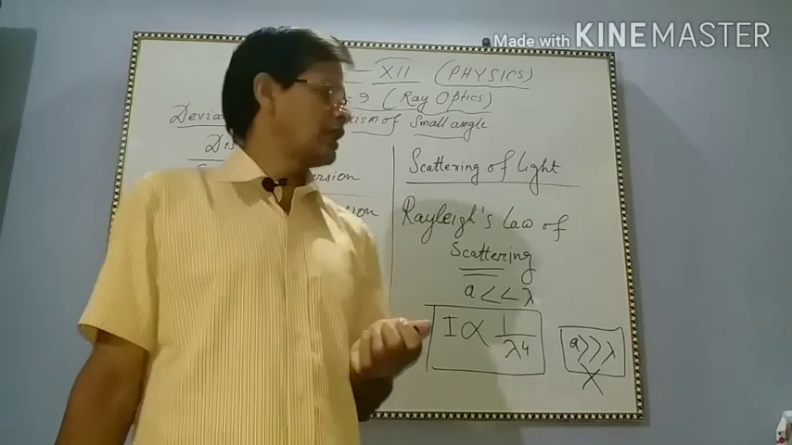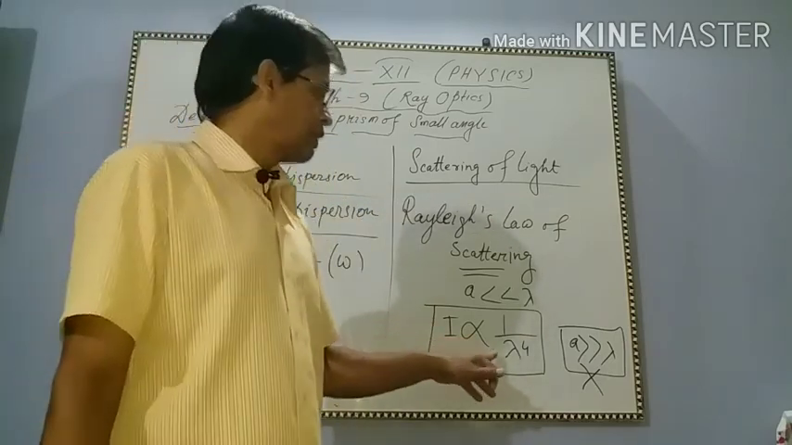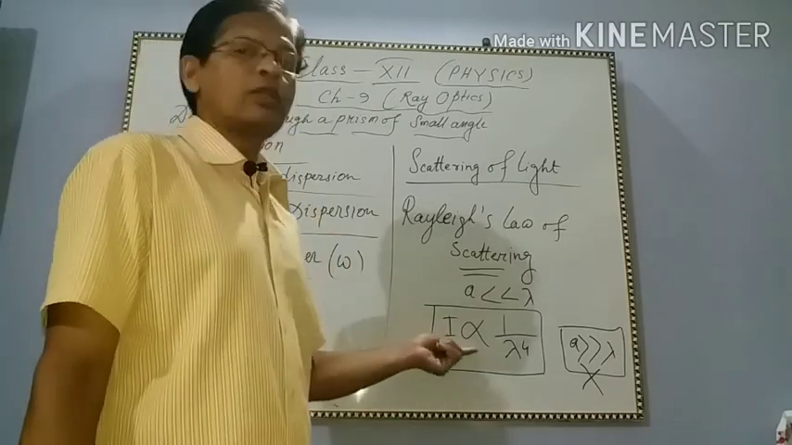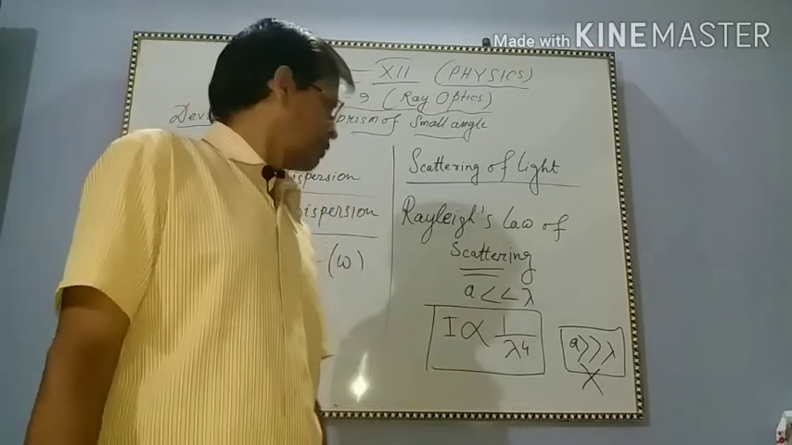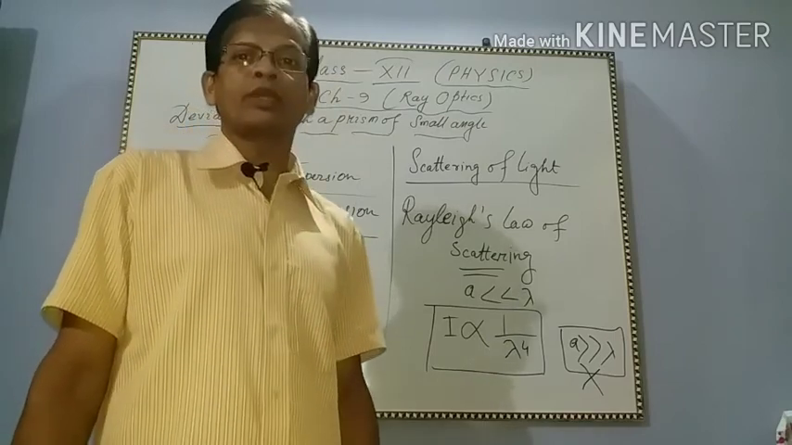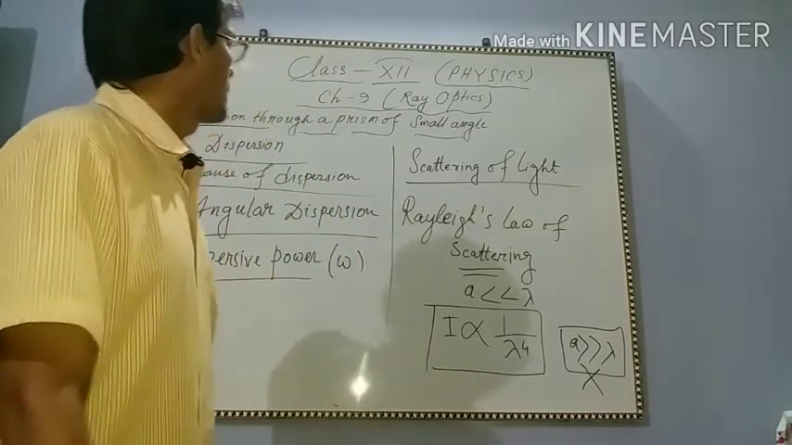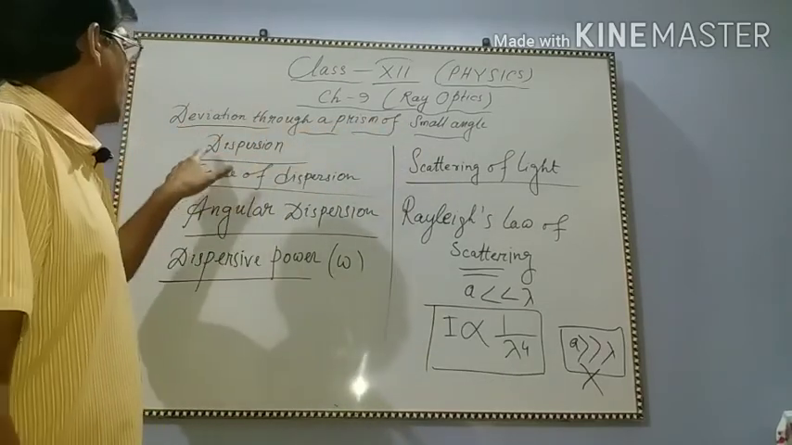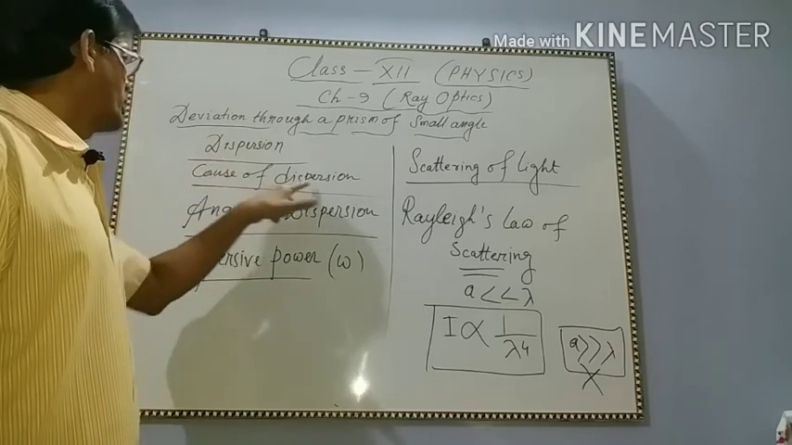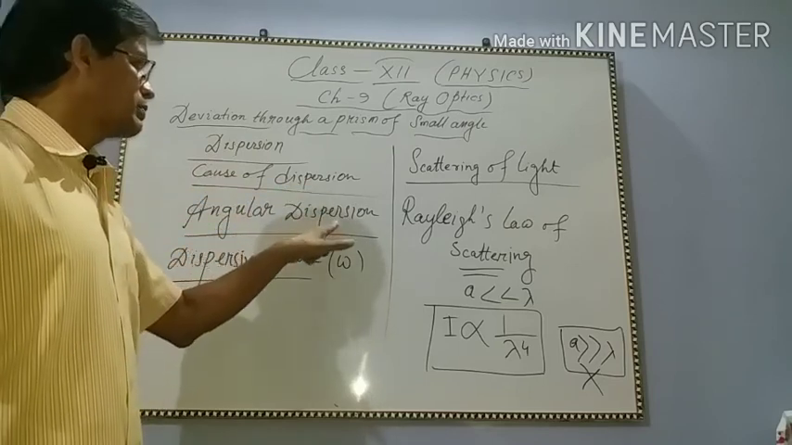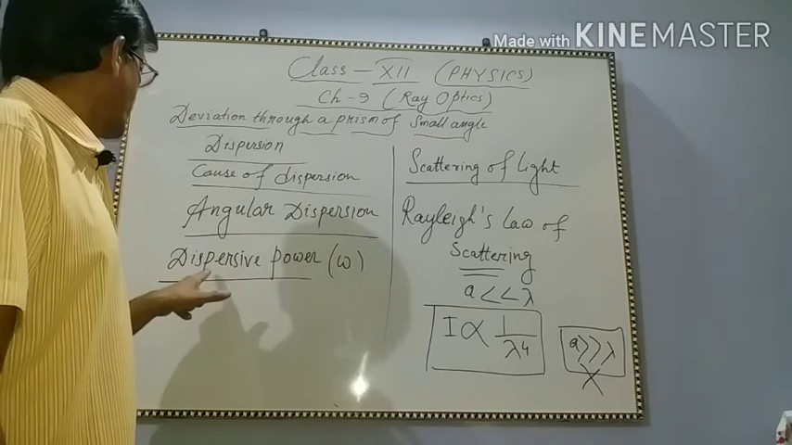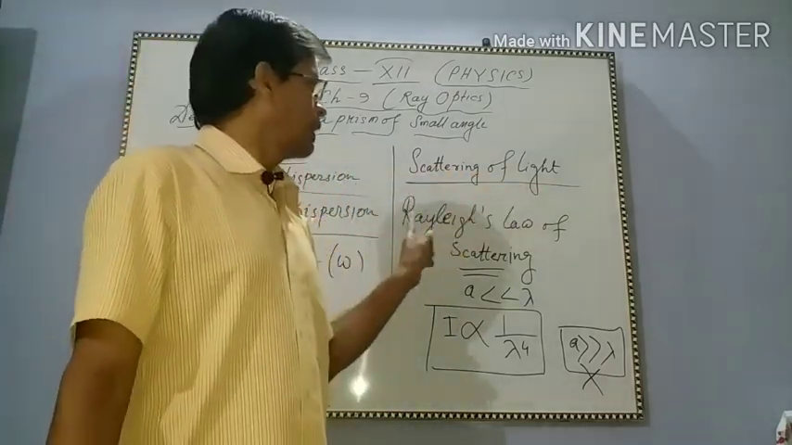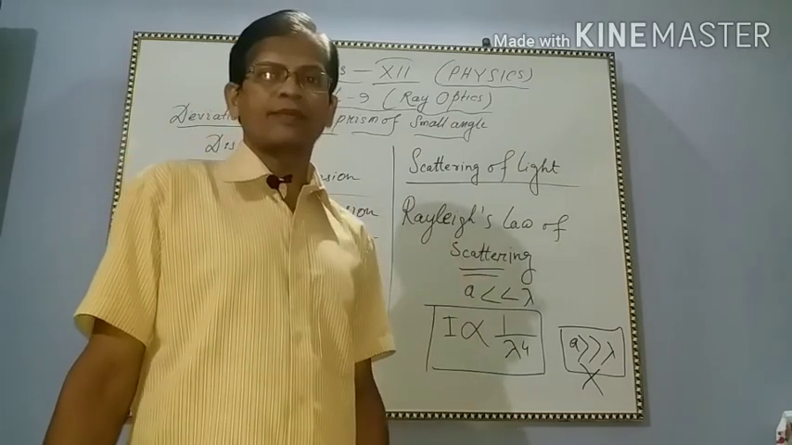Okay, in this way we can explain any type of physical phenomenon by this law, I proportional to 1 by lambda to the power 4. Okay, so: deviation through a small angle prism, dispersion, cause of dispersion, angular dispersion, after that dispersive power, and then scattering of light, Rayleigh's law of scattering.